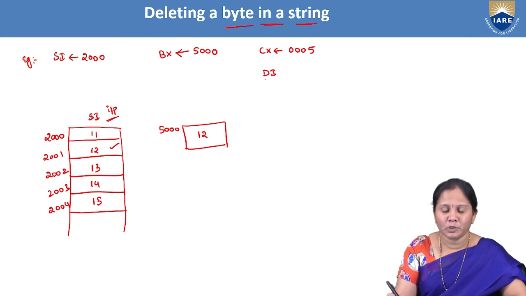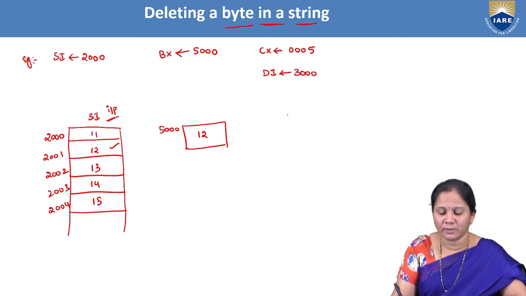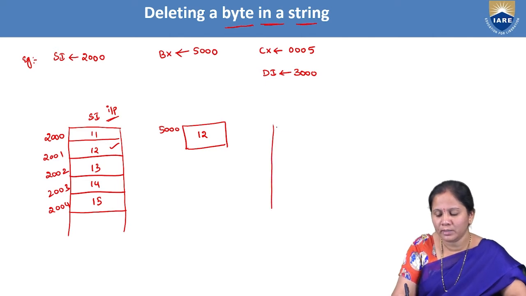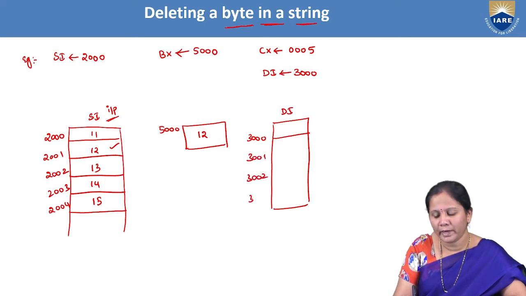the output should be stored in another memory location. It also consists of a string. This is DI. It will be stored in DI, so initialize it to the 3000 location. DI is initialized to 3000, and it consists of 3001, 3002 and 3003 only.